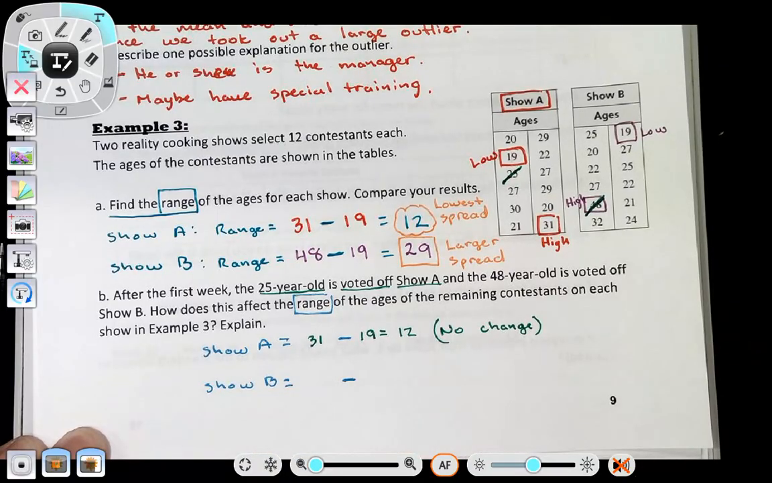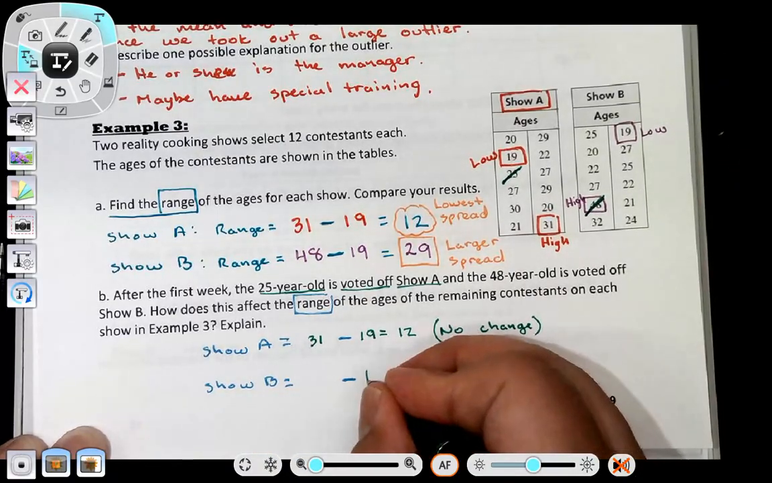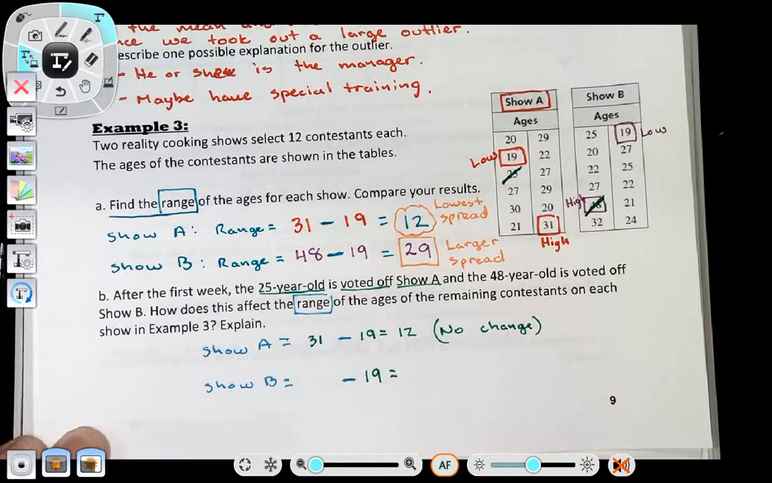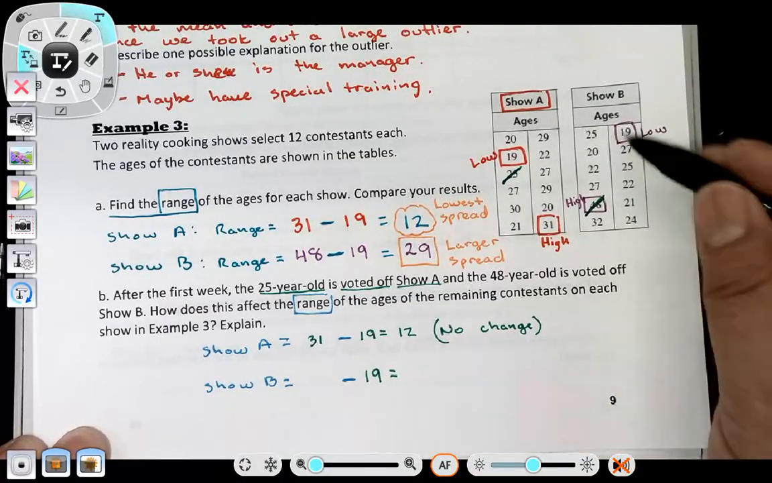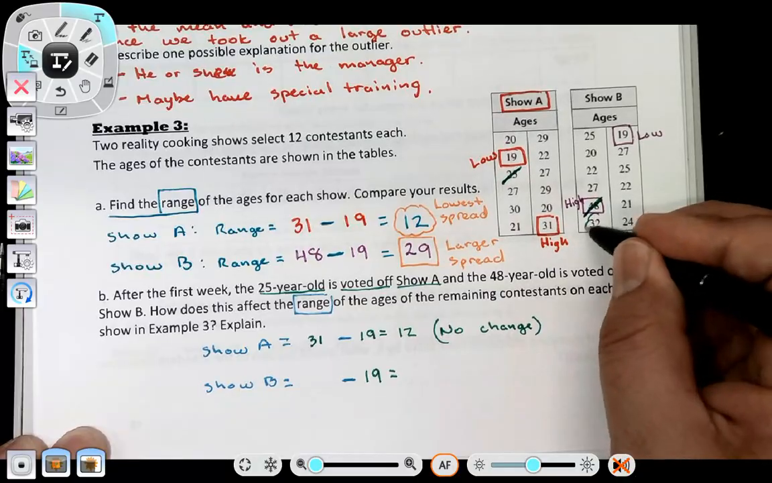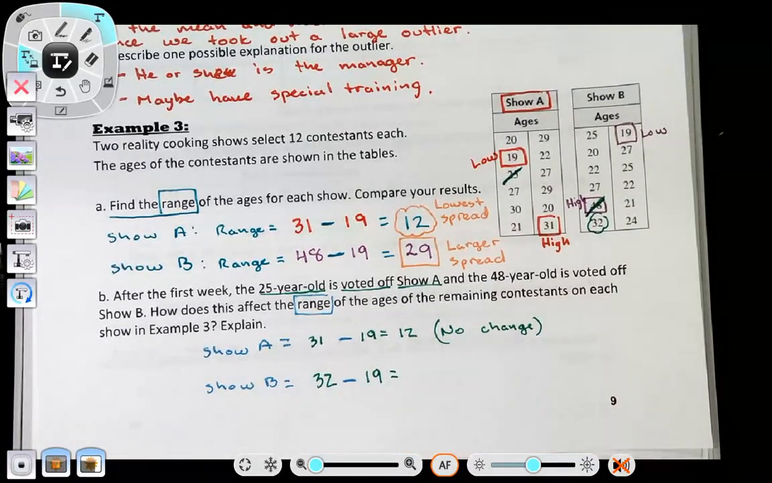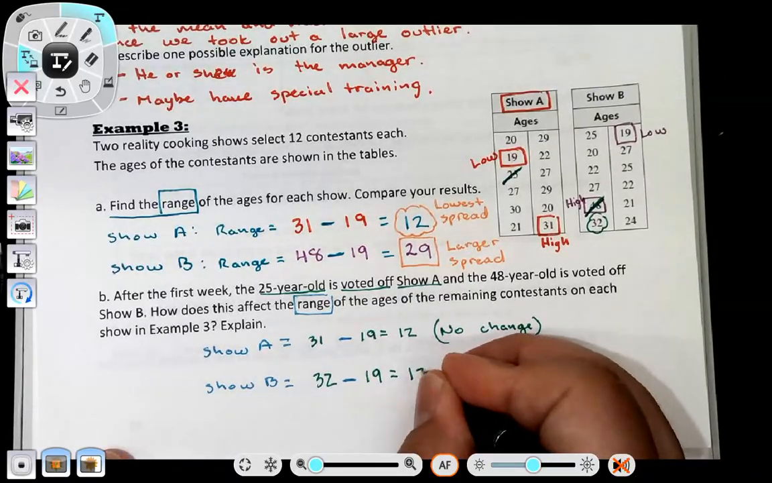Yeah, that was my highest number. My lowest number is still 19, so I'm going to throw that 19 in there because that's still the lowest. But who's the new high number? Yeah, the 32 is the new high right there. So 32 minus 19, that's 13.